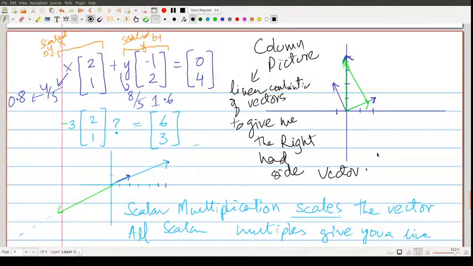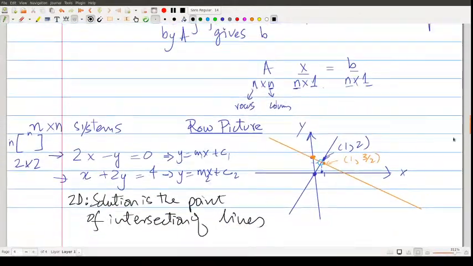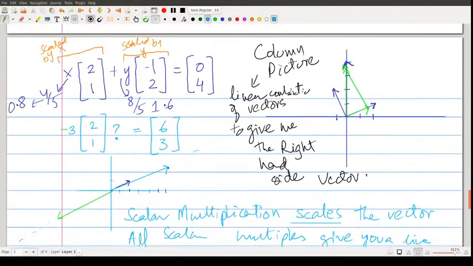And of course, now that we found the solution to this system, we can go back and say in the row picture, the solution that we were looking for, this intersection point, is 4 upon 5 and 8 upon 5, right? So the coordinates of this point in the row picture are 4 upon 5 and 8 upon 5. And in the column picture, these 4 upon 5 and 8 upon 5 indicate how much I need to scale these vectors before adding them to reach this other vector, right?